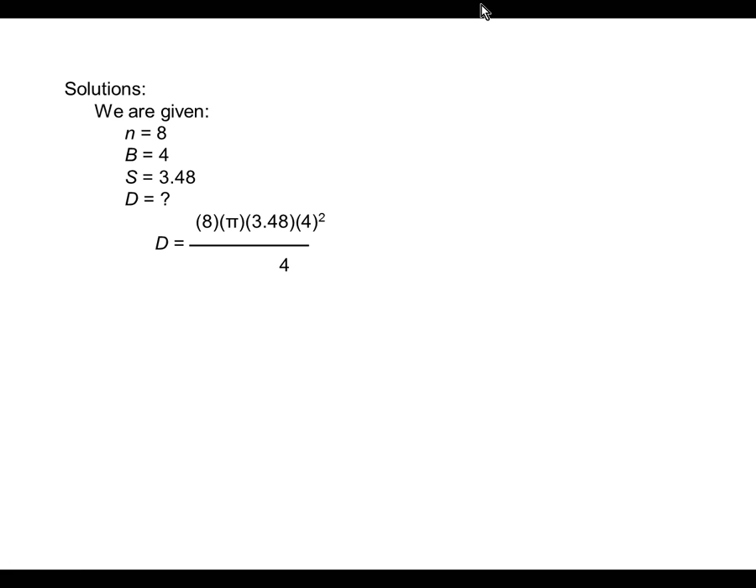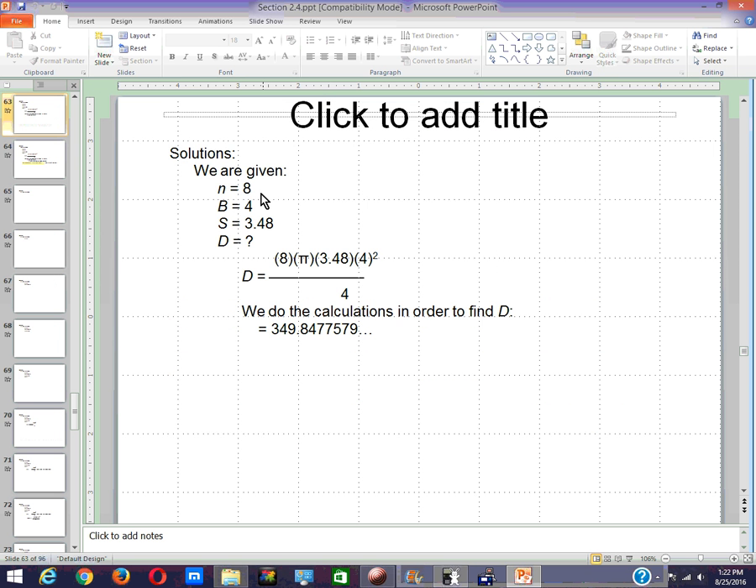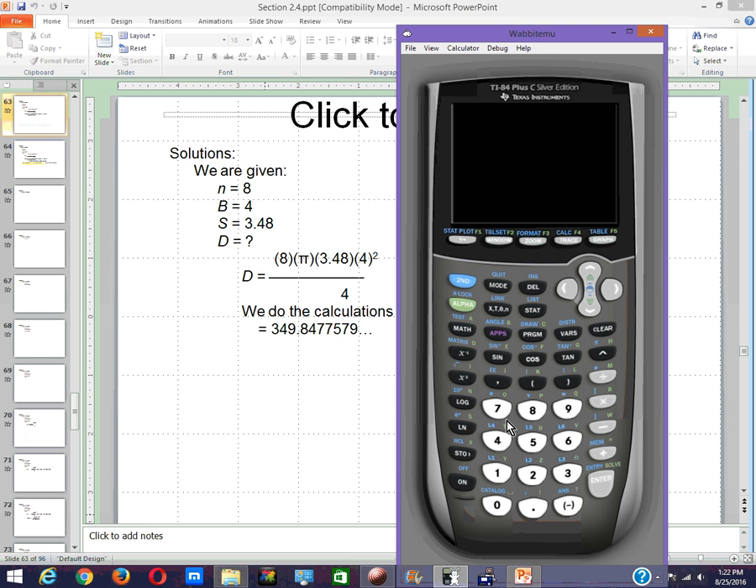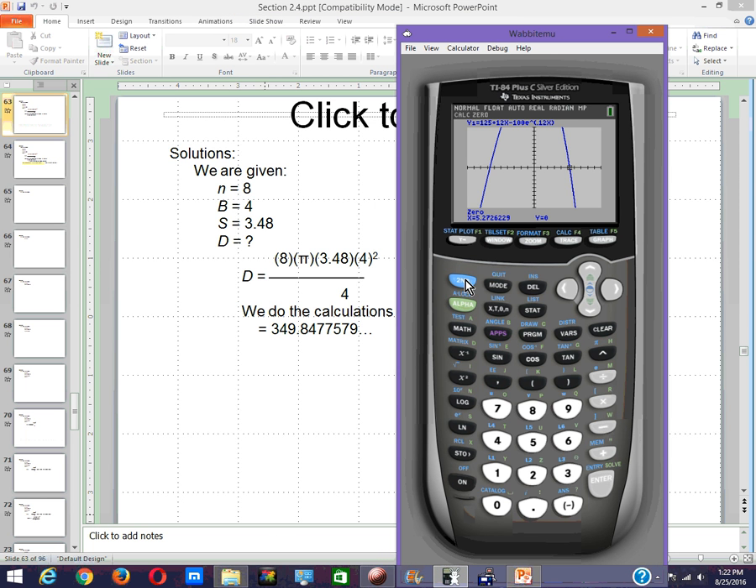And then really we just have to do the calculations. Notice there is no equation to solve in this one. So when you do the calculations, you get 349.84 and so on. Let me show you the calculations on the calculator. Notice my numerator has a whole series of calculations, so let me use parentheses. 8 times pi times 3.48 times 4 squared. I'm done with the numerator. Divided by 4.